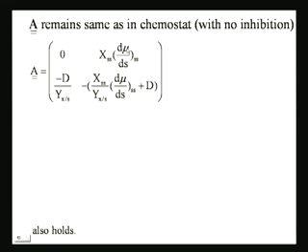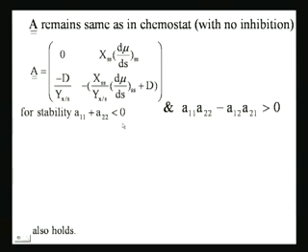Okay, because we still have a generalized form of mu. We haven't put our mu into it. So now we are going to put our mu into it. Our stability criteria was A11 plus A22 less than 0, or in other words, this term to be negative. And the other one is A11 A22 minus A21 A12 greater than 0, in other words, the product of these two terms to be positive.